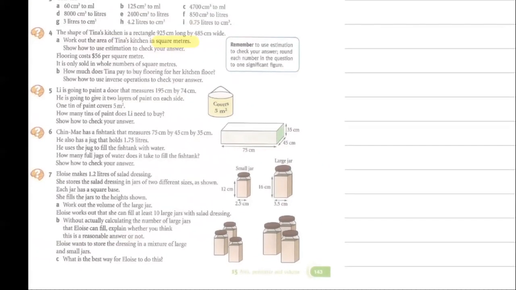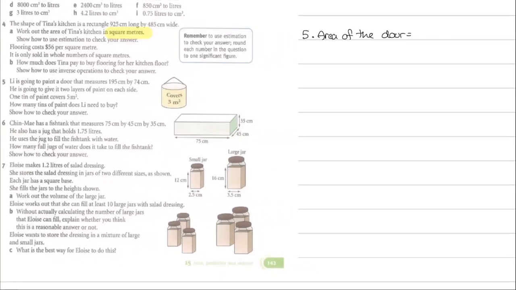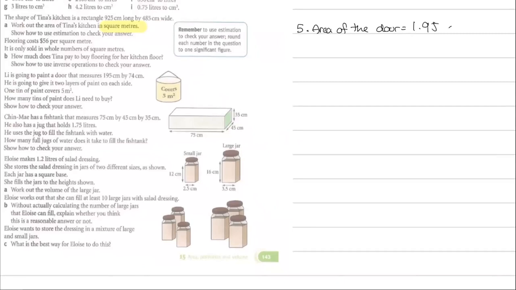So first of all, you need to identify what is the main units used. So all is in square meters, so might as well I need to find the area of the door in meters. 1.95 multiplied by 0.74. This is in meters.